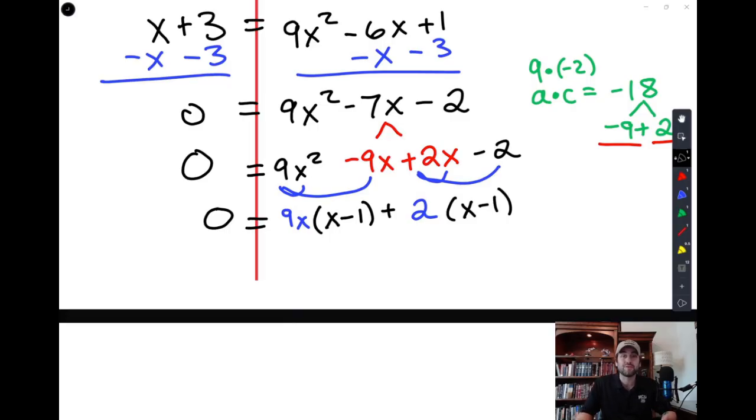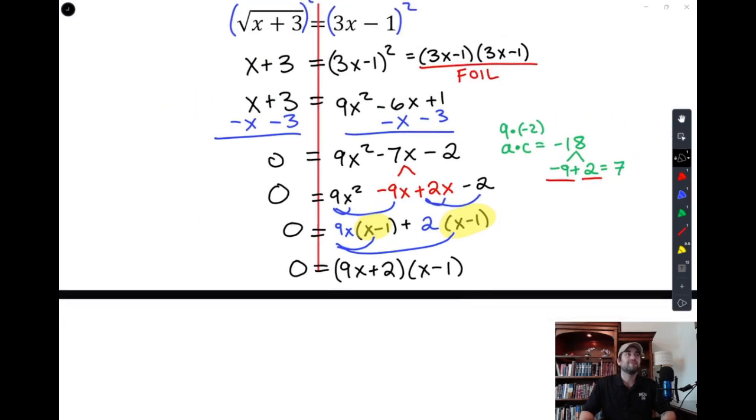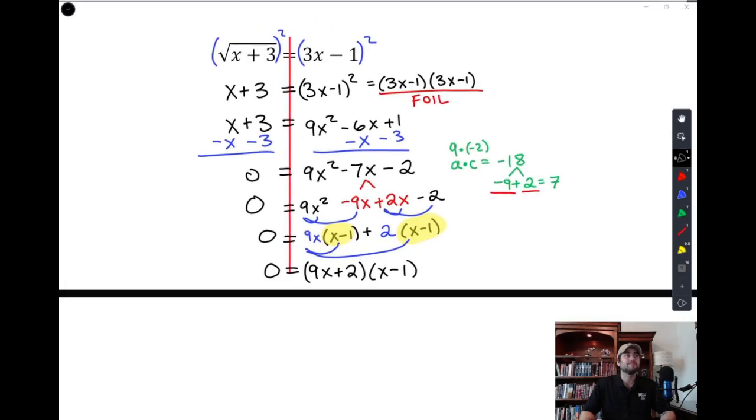And here you'll see your grouping terms matched. That x - 1 matches that x - 1. And so we'll do one more reverse distributive property where we factor out an x - 1 to the very front. And we're left with 0 = (9x + 2)(x - 1). And we have factored our term.